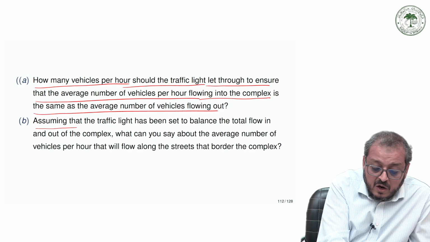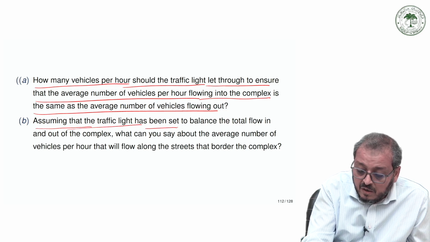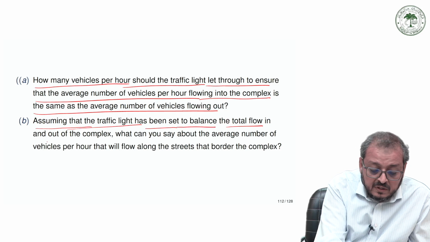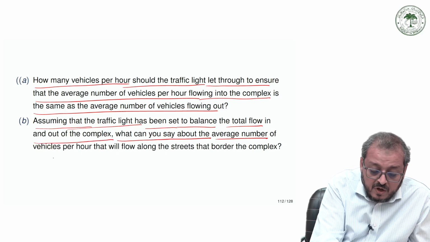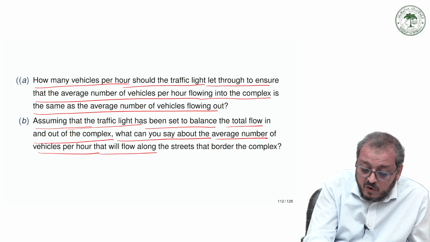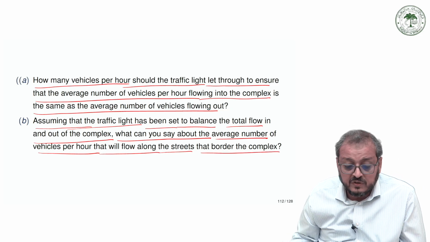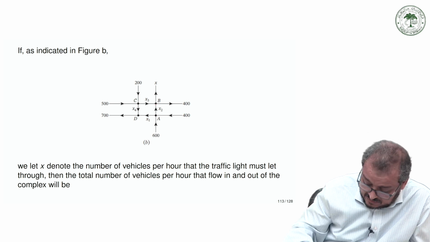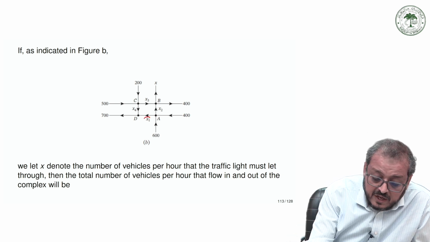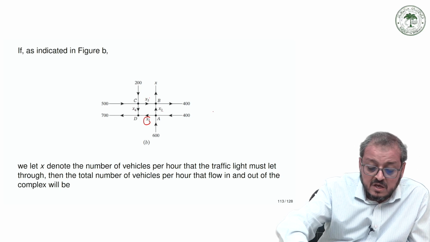Another question: assuming the traffic light has been set to balance the total flow in and out of the complex, what can you say about the average number of vehicles per hour that flow along the street at the border of the complex? We can try this with the figure, where we assign values x1, x2, x3, and x4 to these four streets.